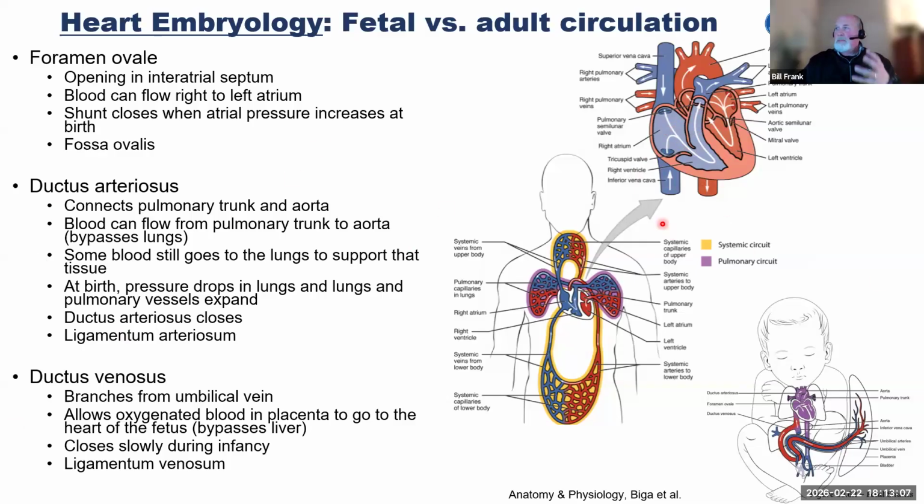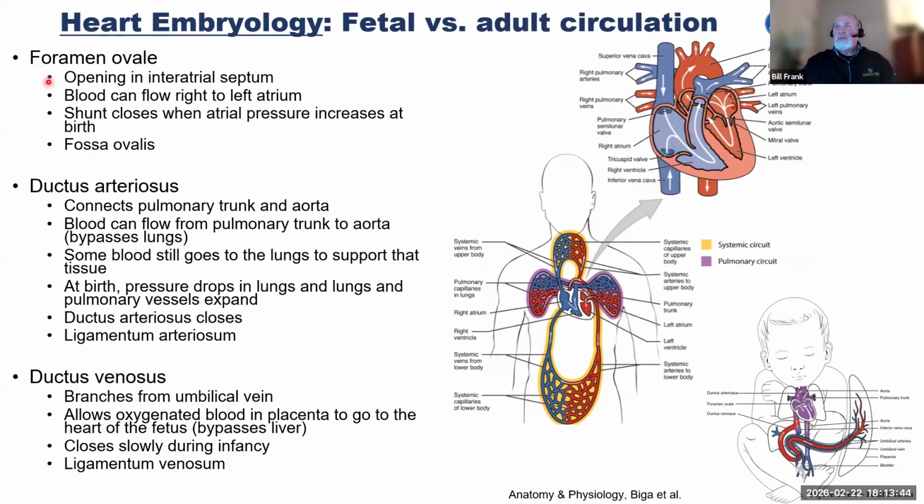So there are some holes and bypasses in the fetal circulatory system that help with shunting blood from the right side of the system to the left side of the system. Because remember, we're receiving the oxygenated blood from the mother. So the blood does not need to go to the lungs yet to become oxygenated. They're already oxygenated, so we can just kind of bypass that for the most part.